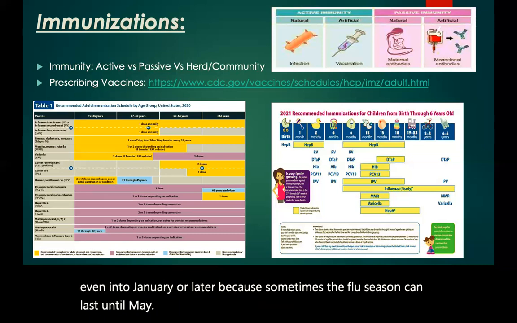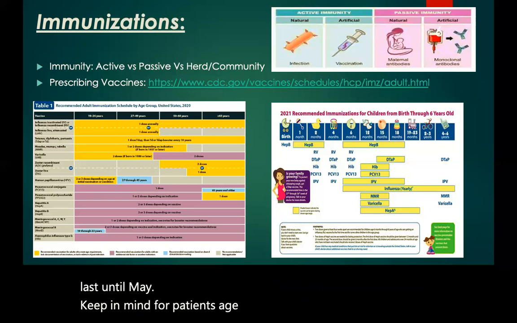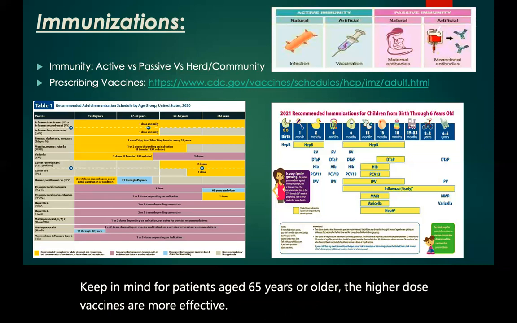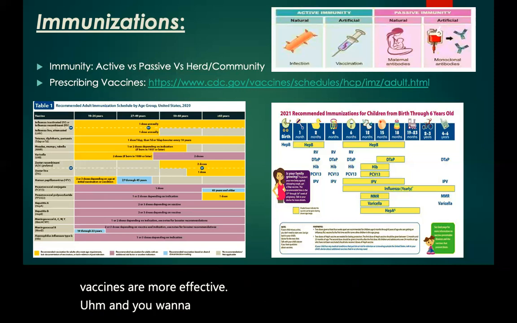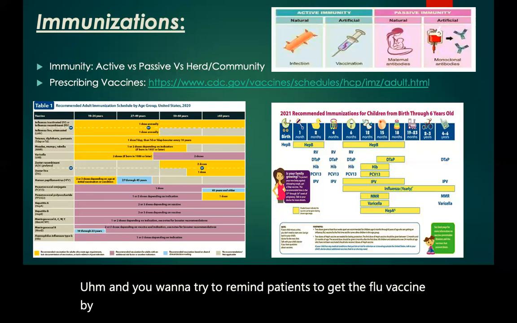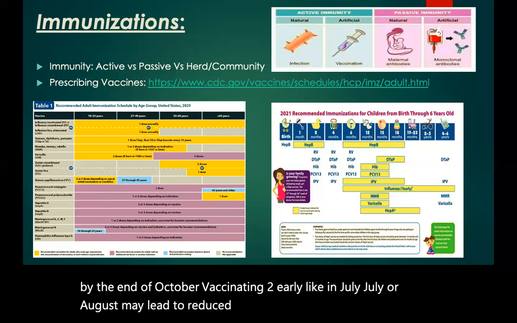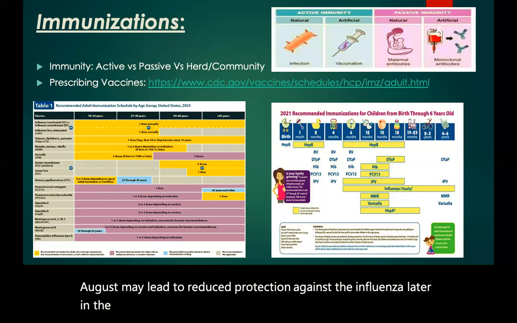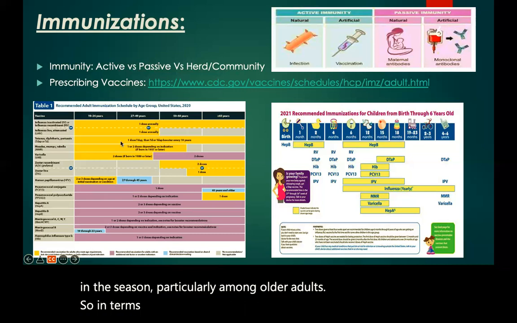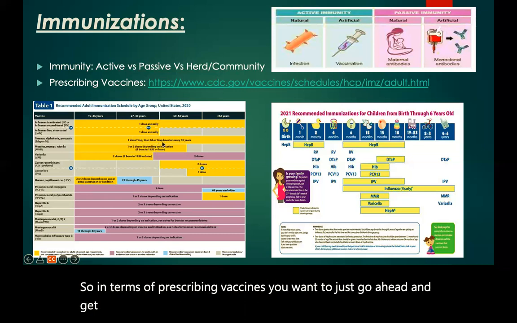Keep in mind, for patients aged 65 years or older, the higher dose vaccines are more effective. And you want to try to remind patients to get the flu vaccine by the end of October. Vaccinating too early, like in July or August, may lead to reduced protection against the influenza later in the season, particularly among older adults. So again, in terms of prescribing vaccines, you want to just go ahead and get your immunization schedule from the CDC.